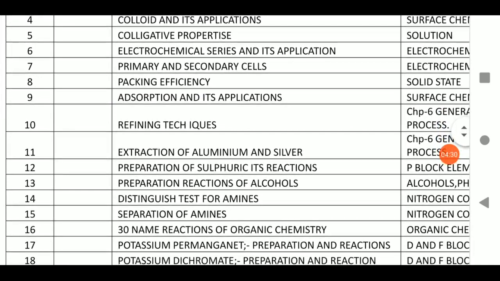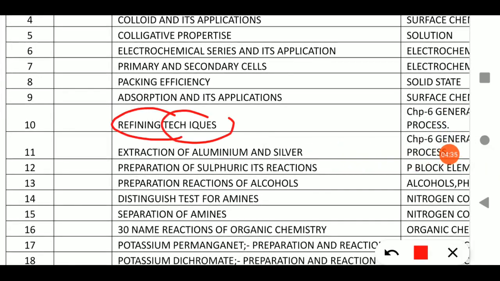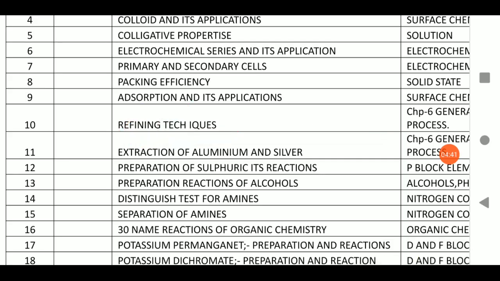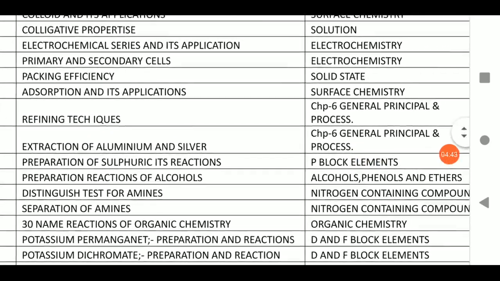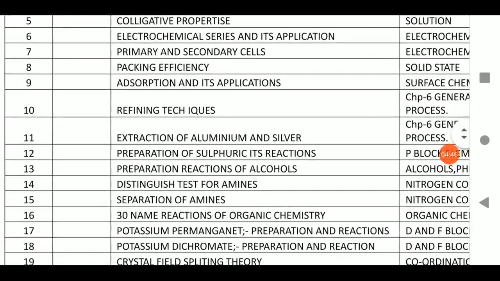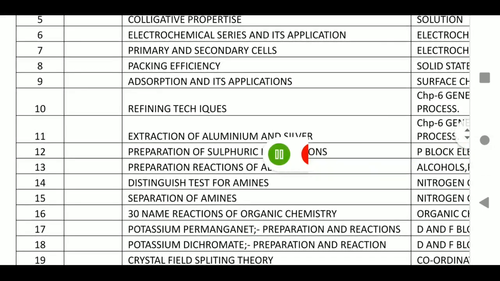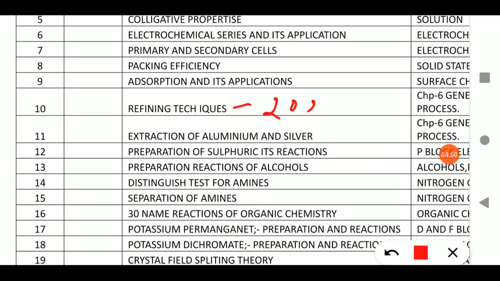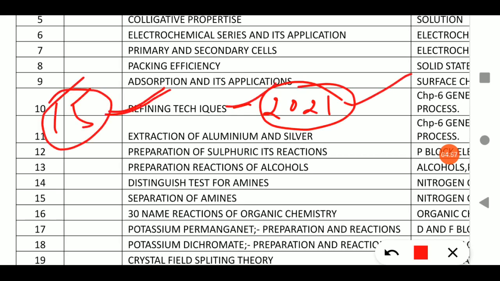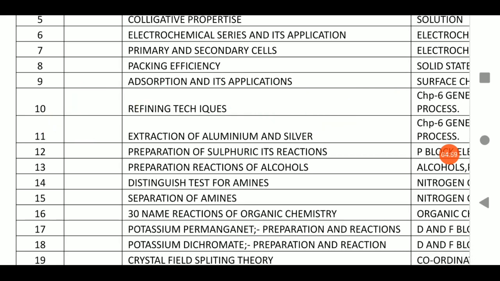Roll number 10 will get refining techniques. Correct the spelling of refining techniques, you missed an n in it. Refining techniques is from chapter number 6, that is general principles and processes. Very important. Even in the 2021 board examination, you definitely got one question from this topic. So this will work for 15 marks in practical and 1 to 2 marks in your board examination. So this is very, very important. Roll number 10 is very lucky.